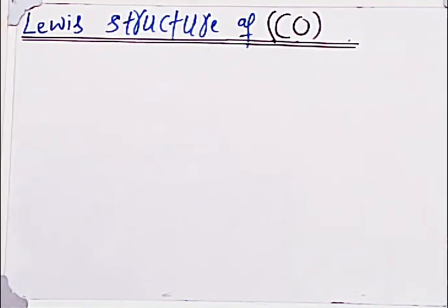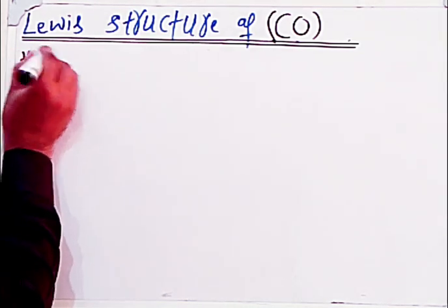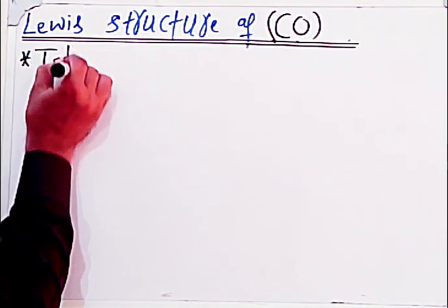Dear students, in this video, we are going to draw the Lewis structure of CO, which is called carbon monoxide. Students, to draw the Lewis structure, first of all, we have to calculate the total number of electrons.